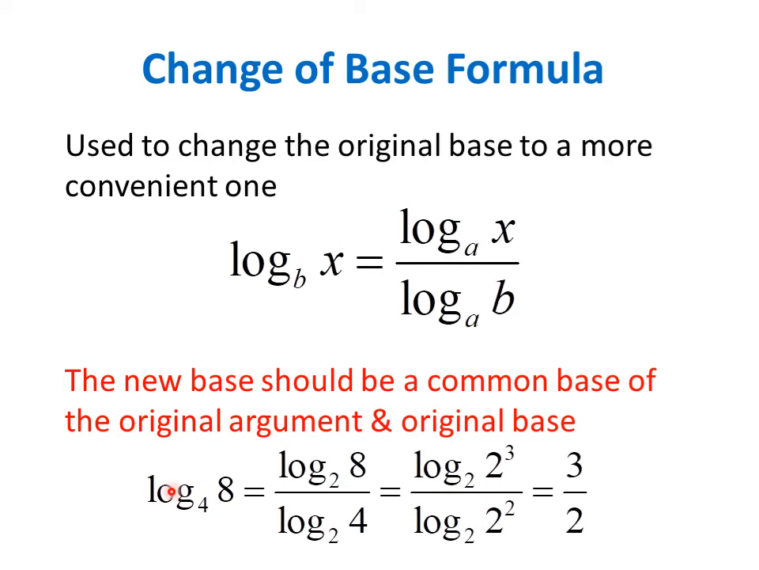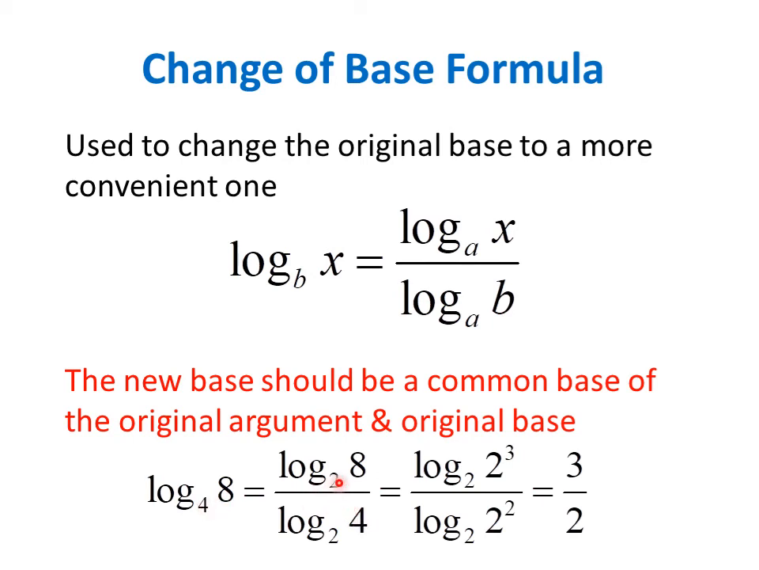For example, can we easily get log to the base 4 of 8? Let's see, 4 times 4 is 16. Therefore, it is not easy to get log to the base 4 of 8. But do the numbers 4 and 8 have a common base? Yes, that is 2. So we can rewrite this into log to the base 2 of the original argument 8 divided by log to the same base 2 of the original base 4.